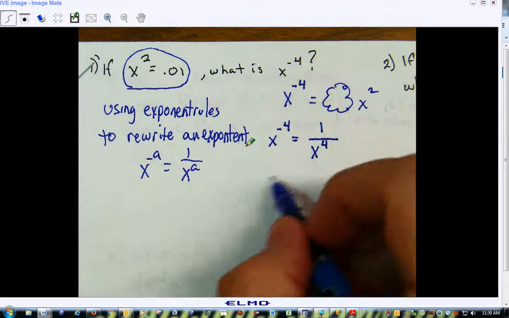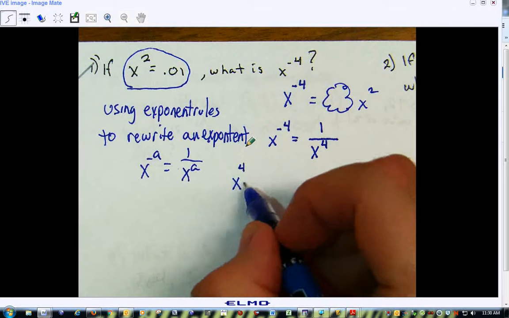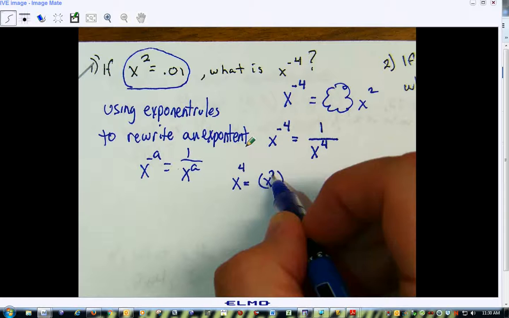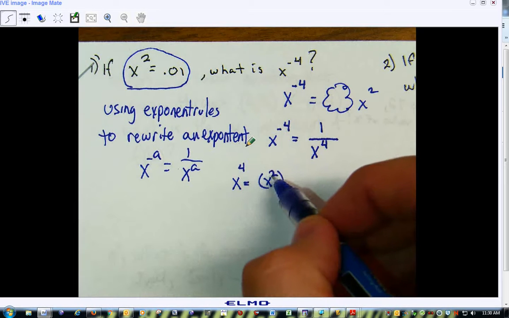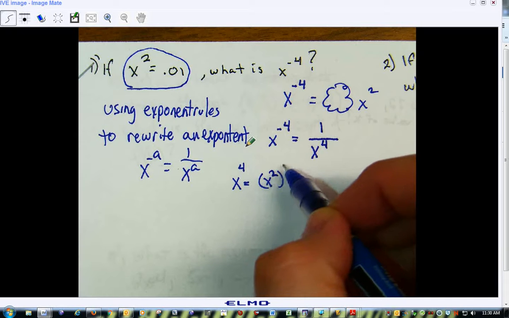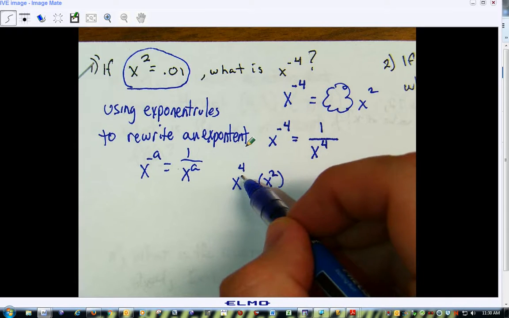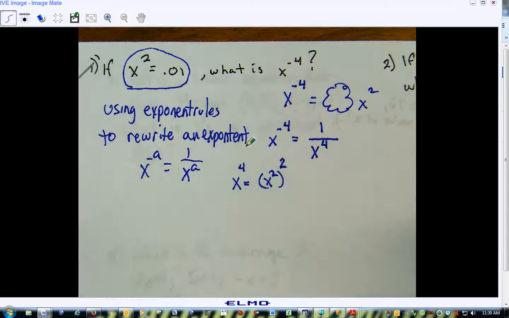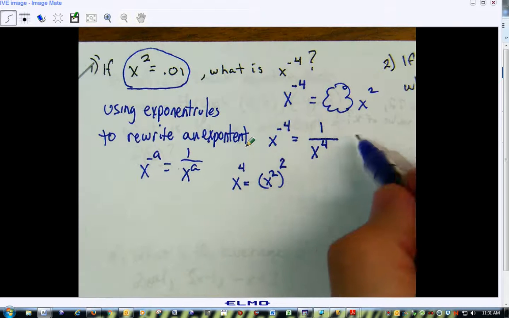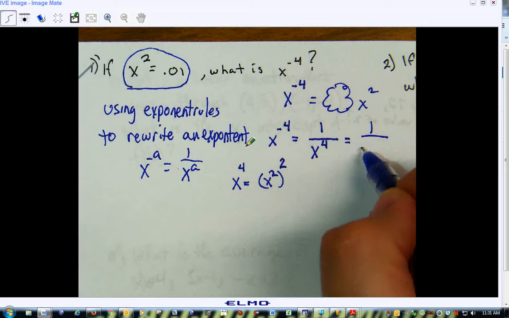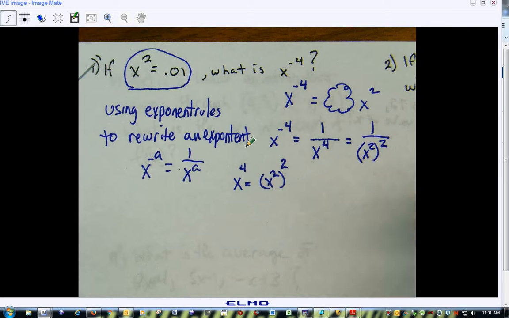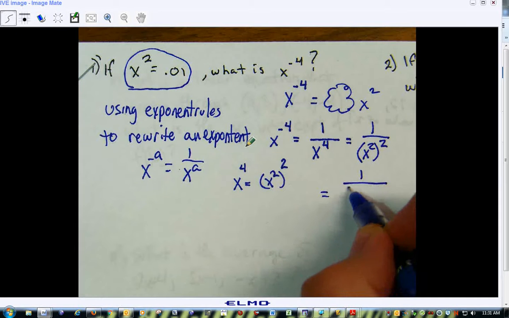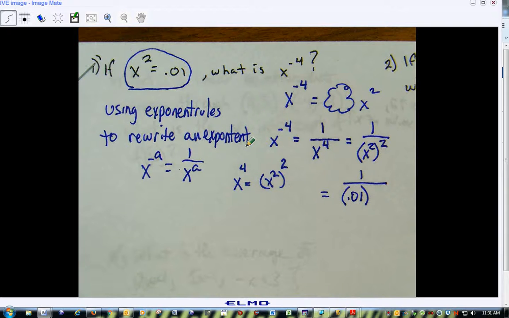Now, if I look at x to the fourth, how can I rewrite this as something with x squared? Well, what's happening to the 2? How do I get the 2 to a 4? Yeah, x squared squared, right? So this is really 1 over x squared squared. Now, do I know what x squared is? Yeah, it's 0.01 squared.